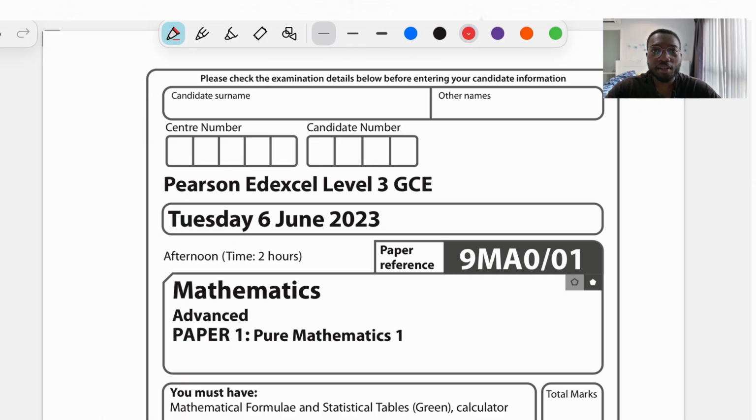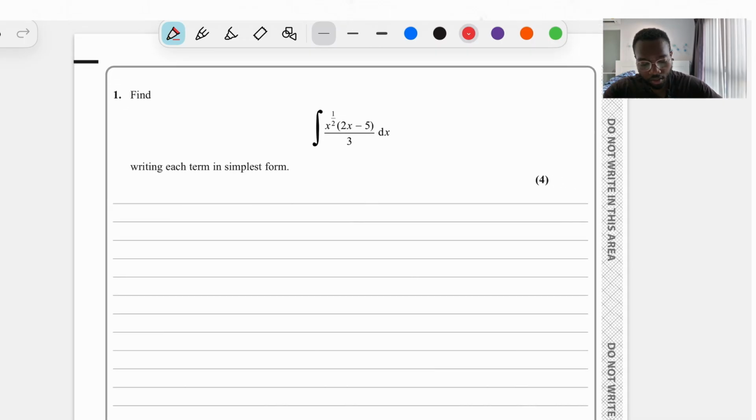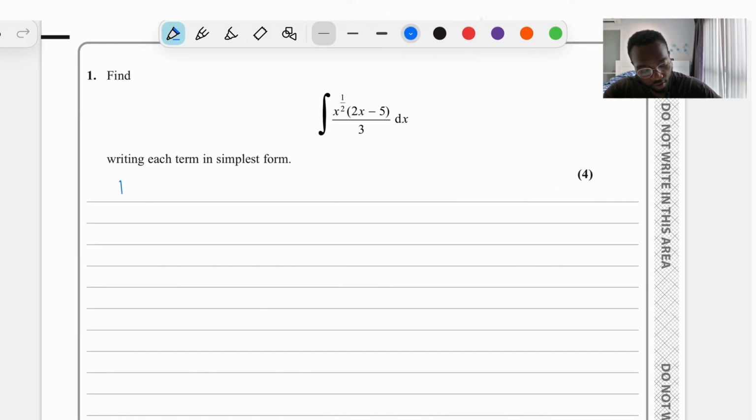Let's go. So, for the first question, we just need to integrate this expression here. What I'm going to do is take out the factor of 1 over 3 first. So, we have 1 over 3, and then we have the integral of x to the half of 2x minus 5. And I'm going to expand the brackets out.